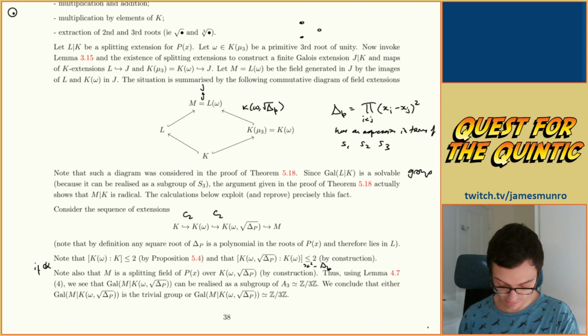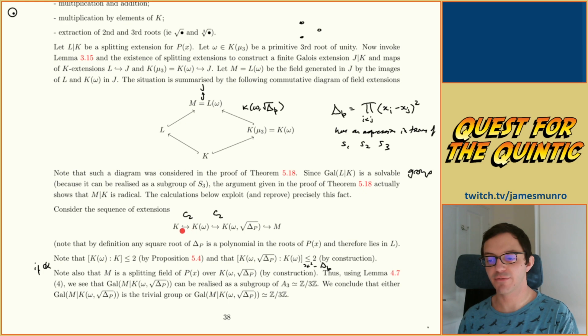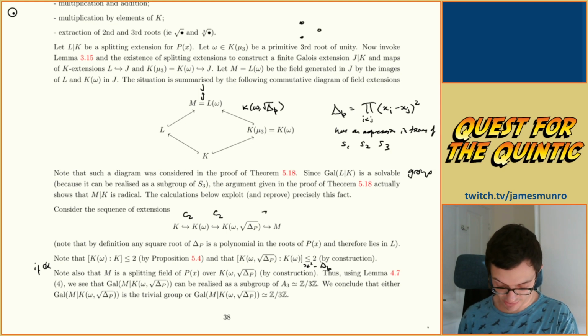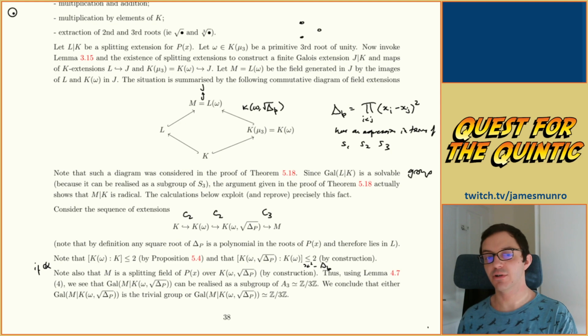This is kind of C2, because putting these in had a polynomial of degree 2, so it's a degree at most 2 over here. This is a degree at most 2, and then this is A3, which is Z3, or it might be trivial. So each of these might be trivial, or they might be one of these groups.